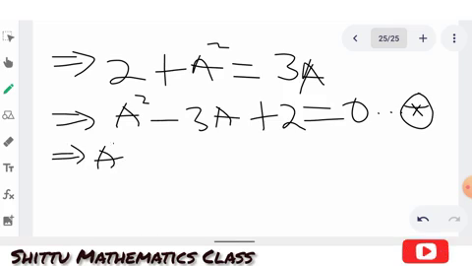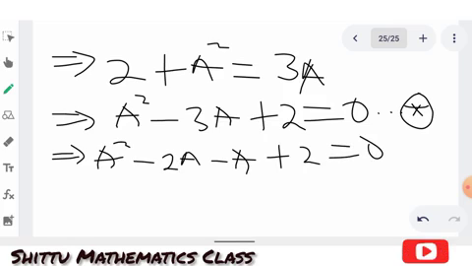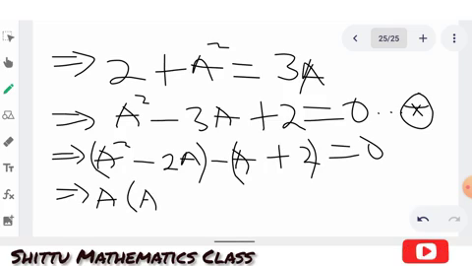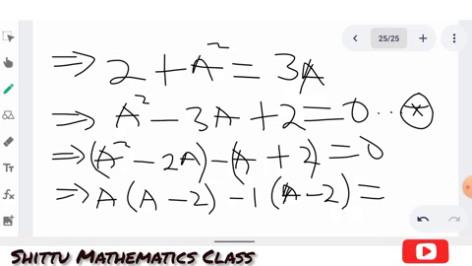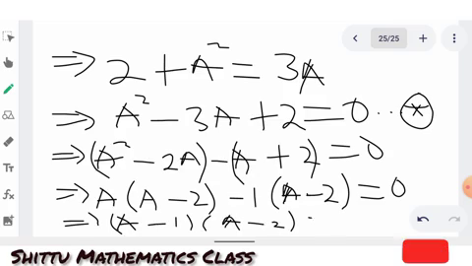So now we can have a squared minus 2a, minus a plus 2 equals to 0. We want to use the factorization method. We try to group it like this. So we are going to have a into bracket a minus 2. What is common here? We have minus 1, that is common, a minus 2 equals to 0. So now from there, what's the next thing to do? We can see that a minus 1, a minus 2 equals to 0.